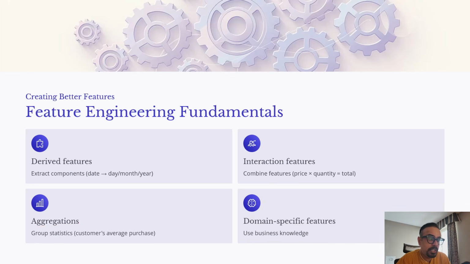Then comes domain specific features, where you leverage your business or field knowledge. In credit scoring, debt to income ratio is known as an important indicator. In manufacturing, temperature change rate might matter more compared to the absolute temperature. In healthcare, BMI is medically meaningful. So based on that, you have to understand what kind of new feature you are going to engineer.